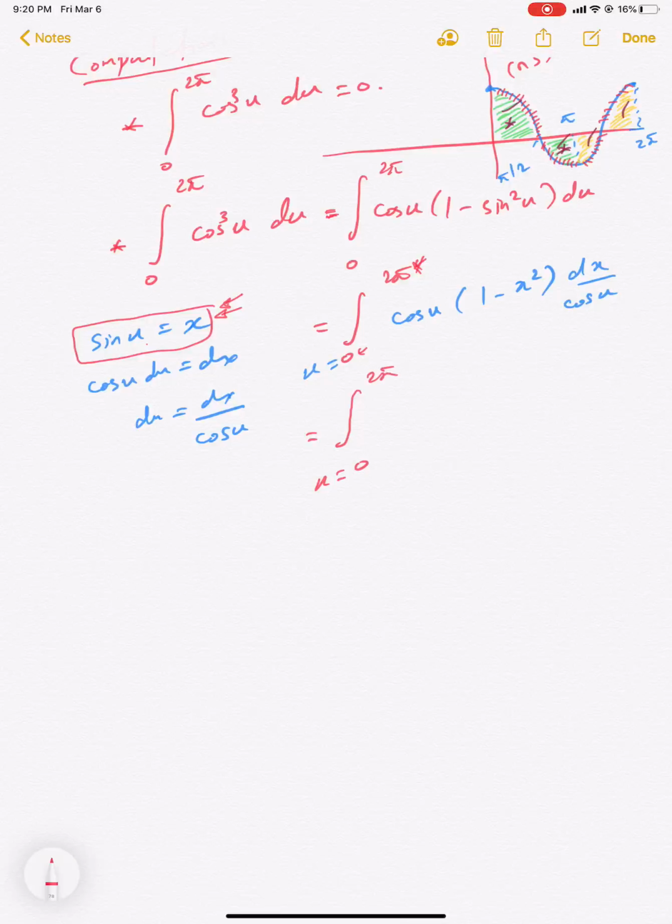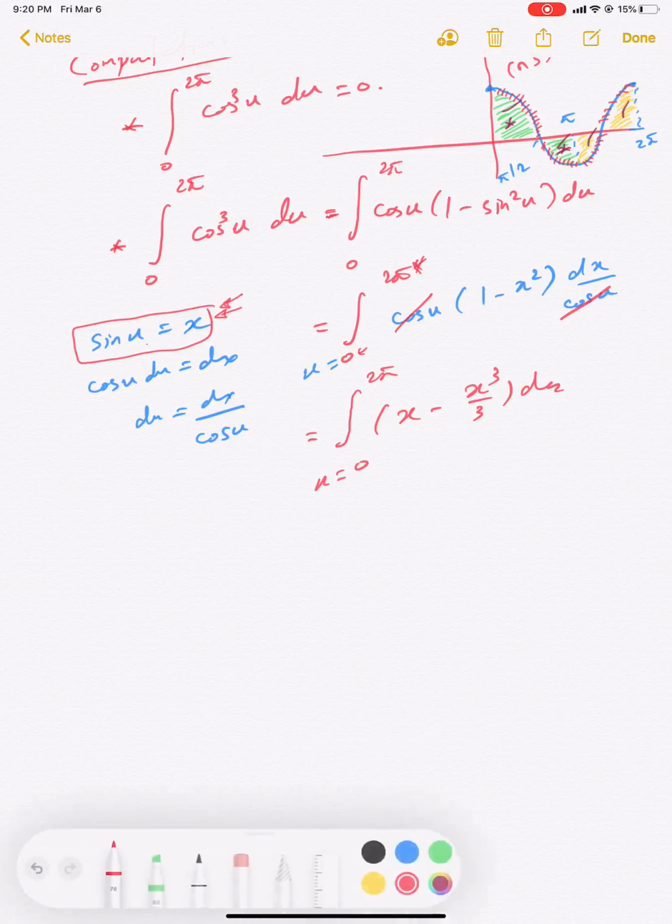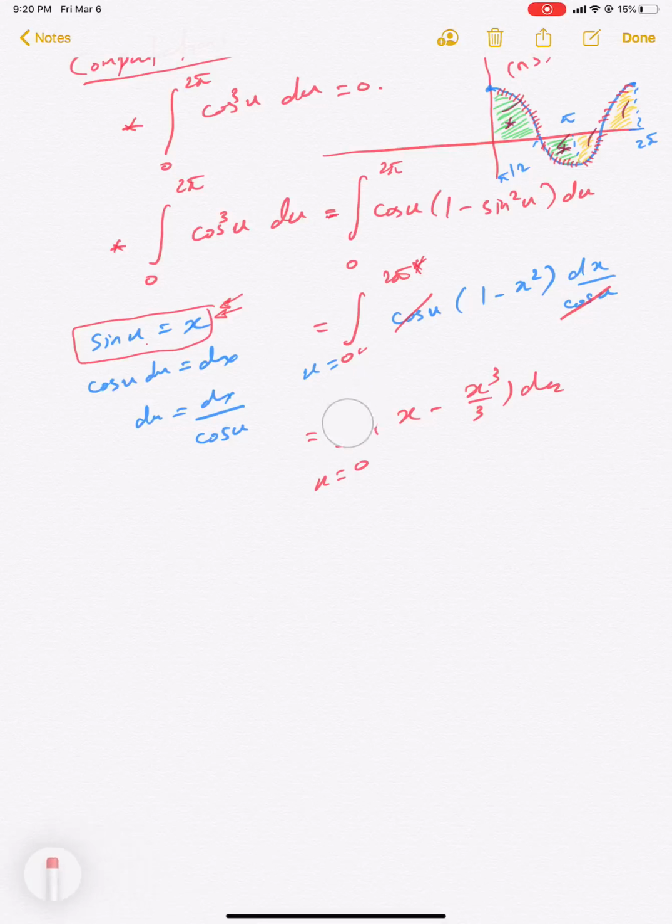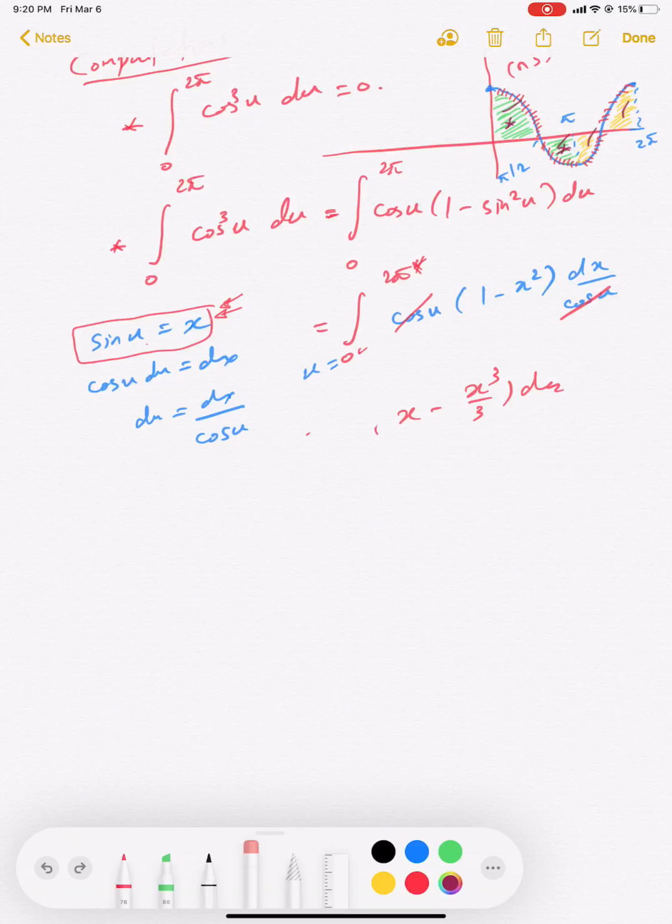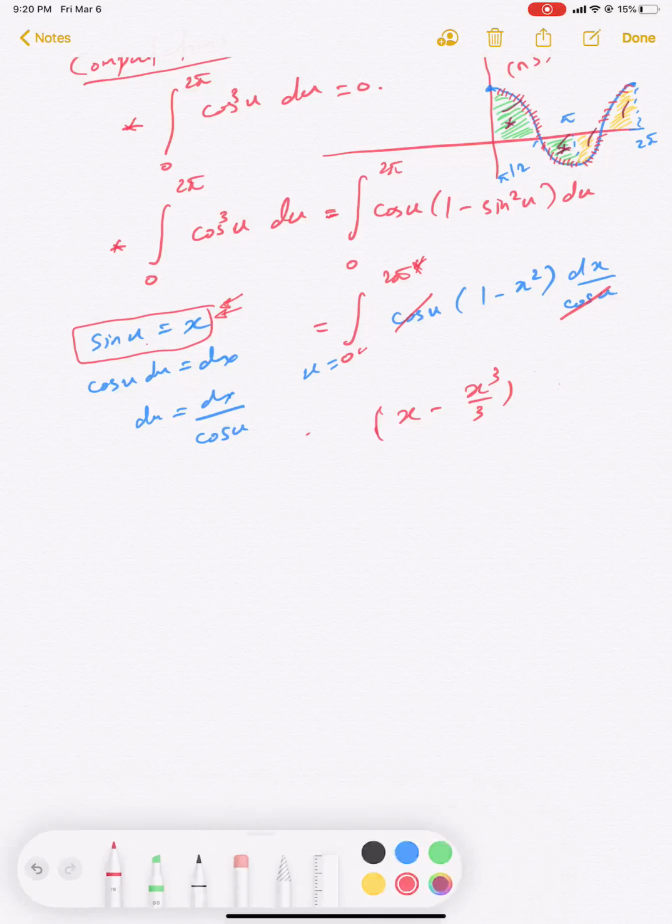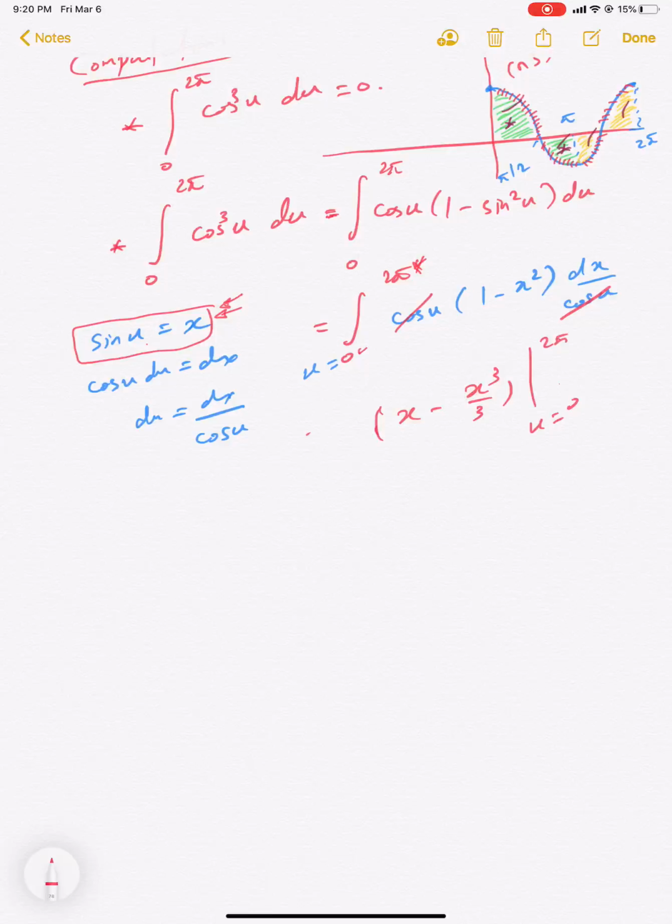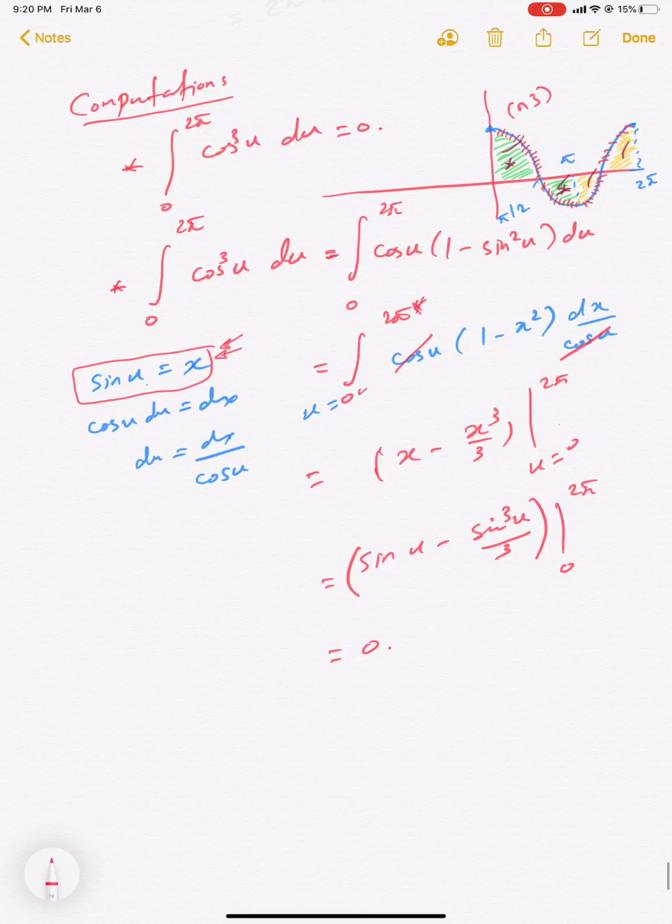So I'm keeping the u for my reference. The u is from 0 to 2 pi, the cosine is cancelled, 1 dx, so that's x, minus x cubed over 3. After integration you get x minus x cubed over 3 from u equals 0 to 2 pi. If you go back to the u, the x is sine u minus sine cube u over 3, and now you substitute the 0 and 2 pi to get 0. So these are the details of why the integral of cosine cubed is equal to 0. Again, instead of doing all of these computations, we can do it just this quick way.